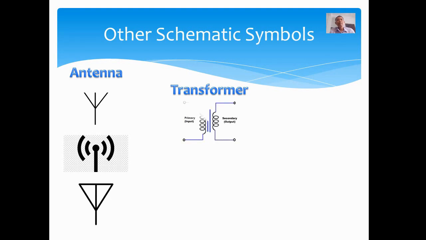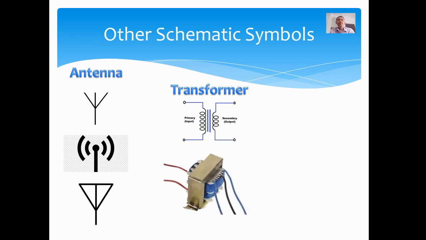Transformer. This is the symbol for a transformer. A transformer is an electrical device used either to step up or to step down the amount of current and voltage. On the other hand, an antenna is used for collecting signals that will enter the circuit. This one is the physical appearance of a transformer.